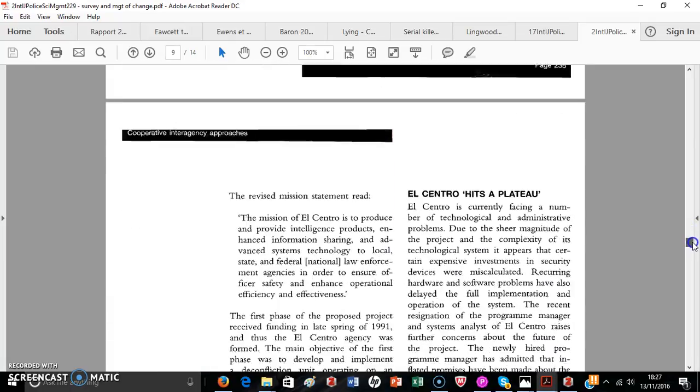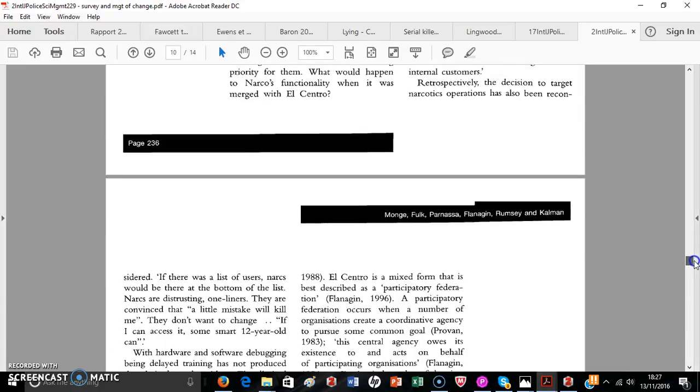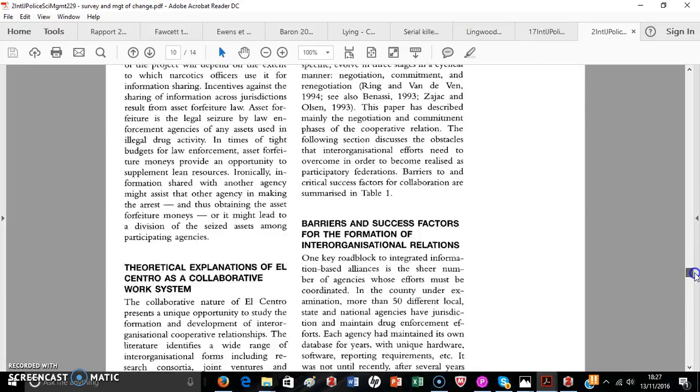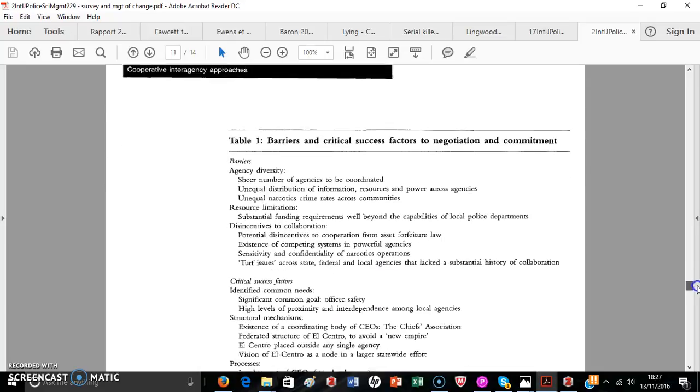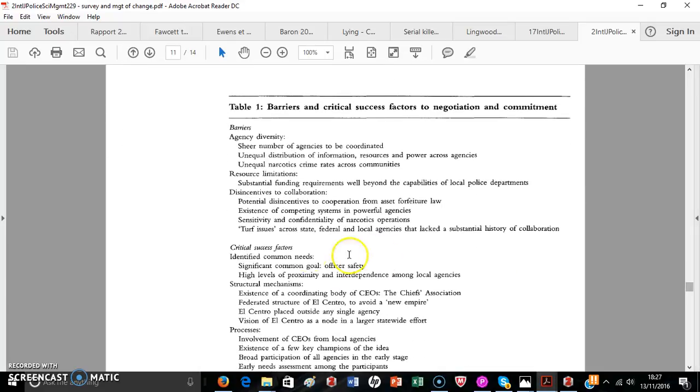Let's have a little look though at some of the barriers. I'm just going all the way down to see if I can find them. Here we are. Table 1, barriers and critical success factors to negotiation and commitment. So these are some of the things which have come out of the study. So again, if you were going to do something similar for your study, you could identify the barriers to change and the critical success factors. It's got similarities, hasn't it, to Lewin's force field, which we looked at in the workshop. There's forces for and against change.